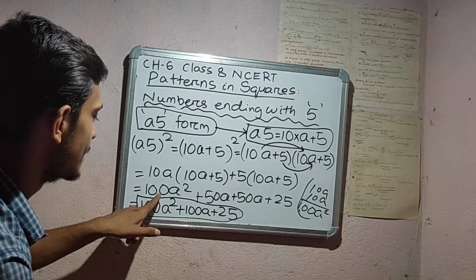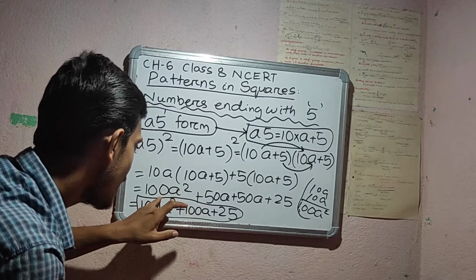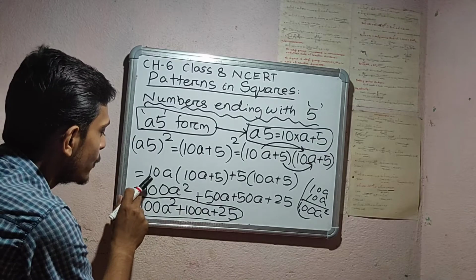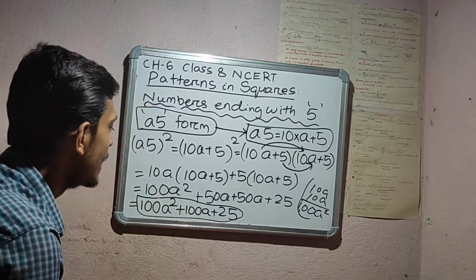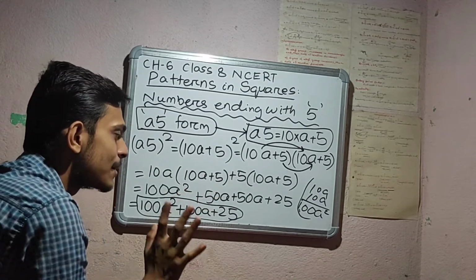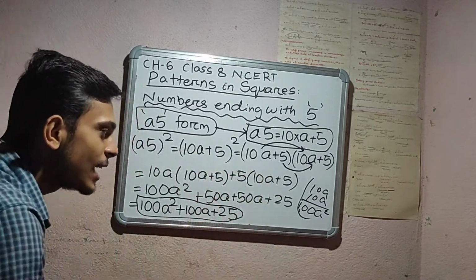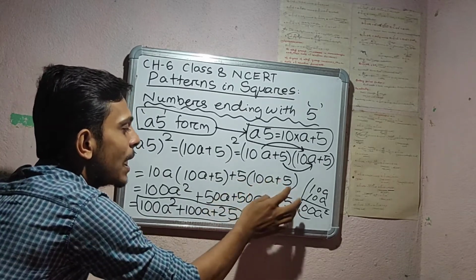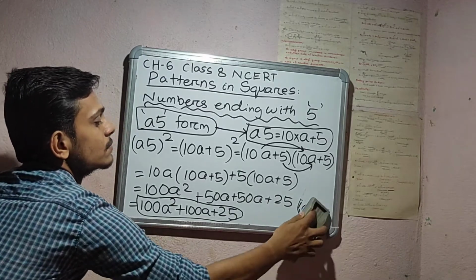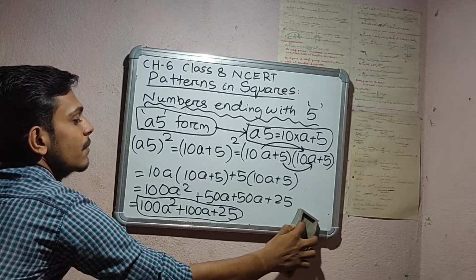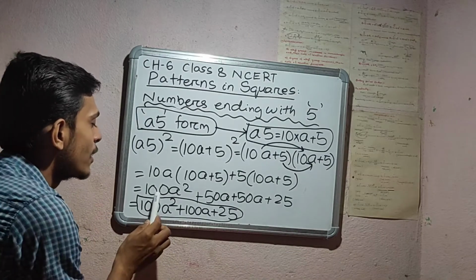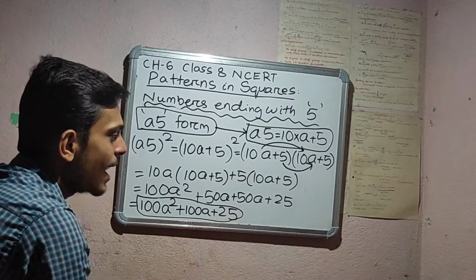I have written this. See, 100A square. 10 times 10 is 100, A times A is A square. So we get the term 100A square. Then 10A is multiplied with 5 to give 50A. 10 times 5 is 50, and A is here. Similarly, 5 is multiplied with 10A, that is 50A. And 5 times 5 is 25. So, note it down. So we have 100A square plus 50A plus 50A plus 25.